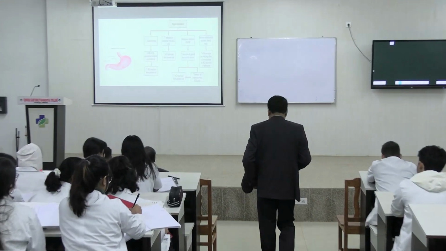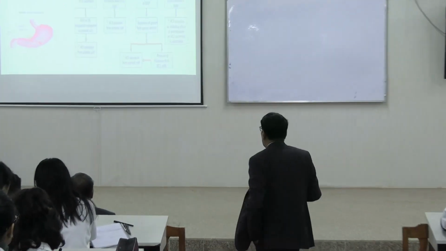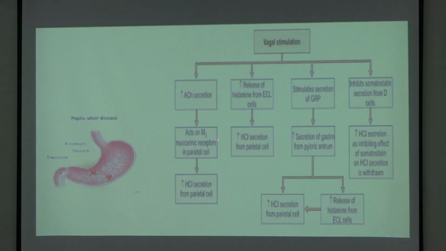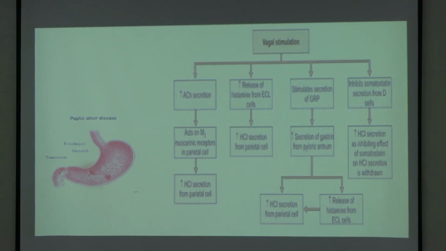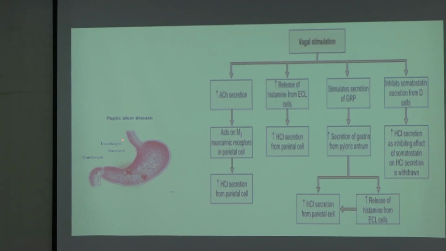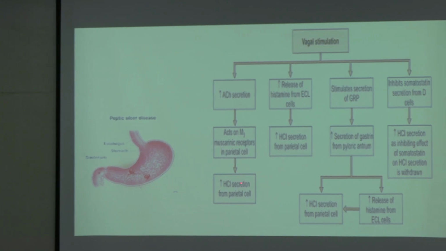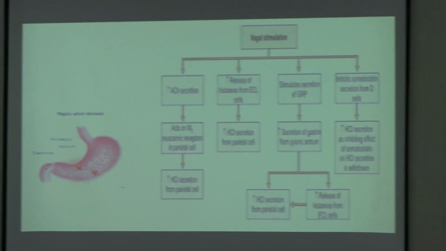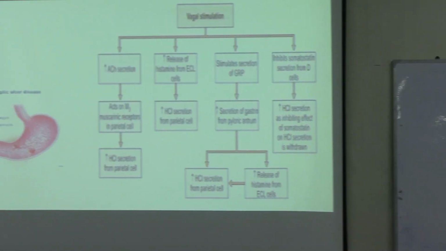Alright. So acetylcholine acts on the M3 muscarinic receptors of the parietal cells. You may not remember this. Because of this stimulation of the vagus nerve, acetylcholine secretion, more secretion of hydrochloric acid will occur. The mechanism you know.